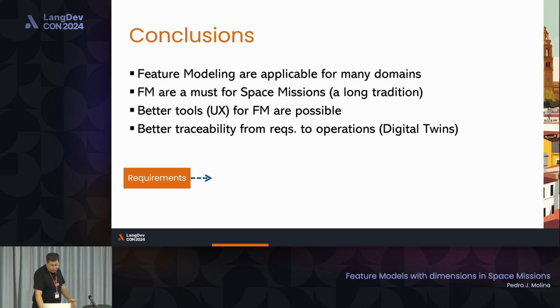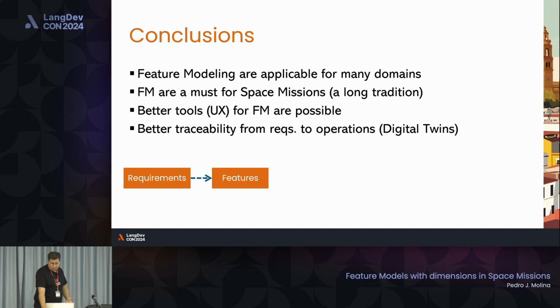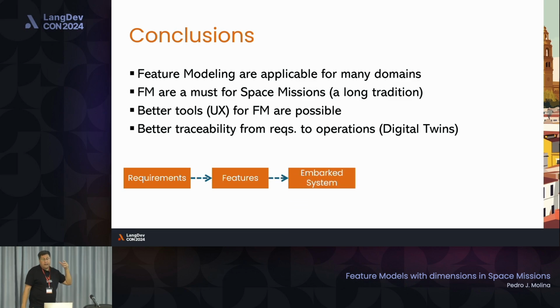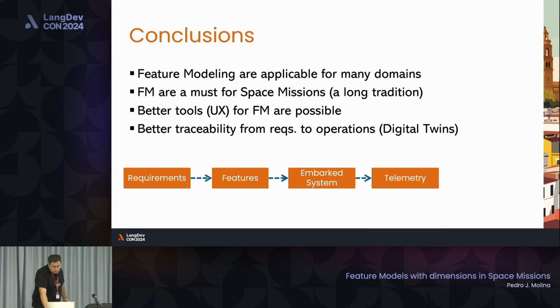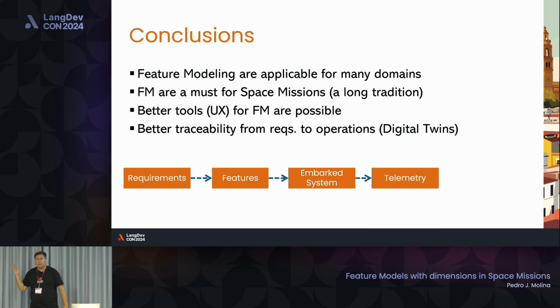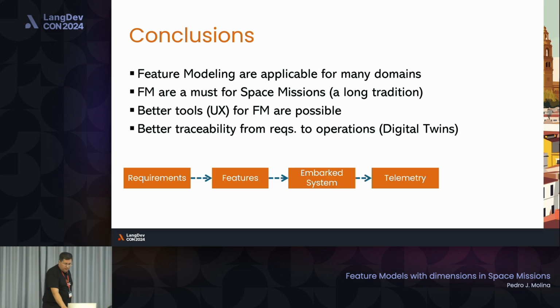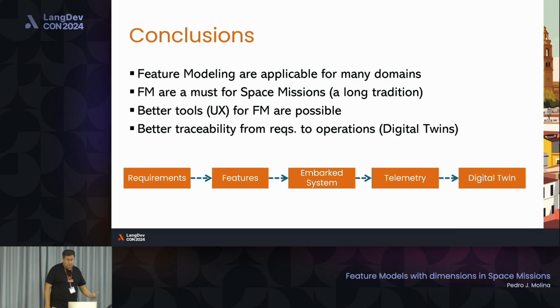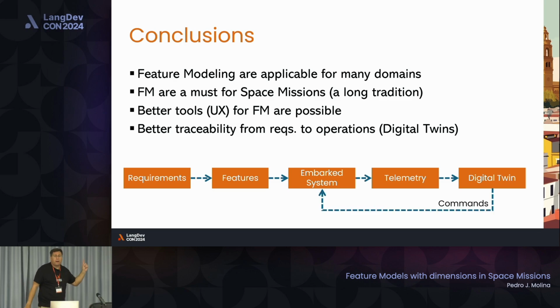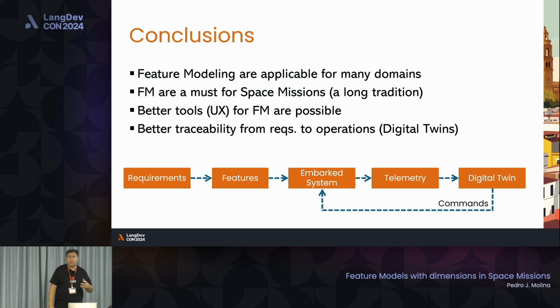So basically, with requirements, you can trace back to feature models. Feature models create components, entities, and systems that you can, at the end, put in an embedded system, like the software that Pablo explained before, Pablo and his colleague. And each of these systems could generate telemetry, for sure, to check that everything is okay. The telemetry is delivered to the digital twin, and then, based on the data, you can decide to send commands back to change how the system is working in operation.